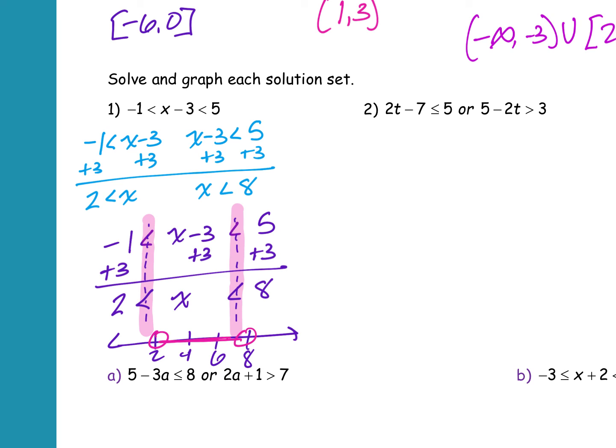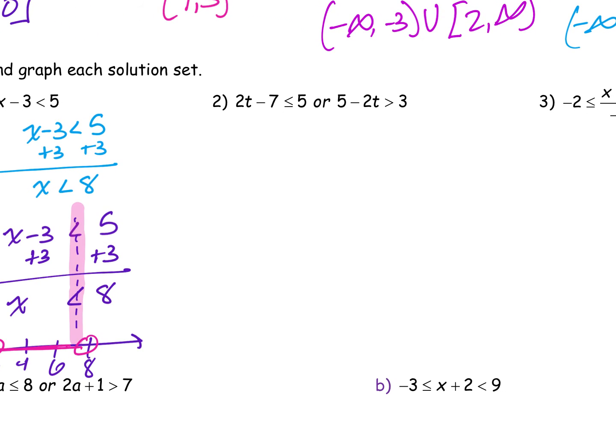So on an or statement, this is basically an and statement usually when it's got just the 2 written like that. Most of the time, not all the time, it's an and statement, okay? But if it's an or statement, you already have 2 different equations, so I just have to solve them each separately. So on the first one, what do I need to do? Add 7, yep. And I get 2t is less than or equal to 12. Divide by 2. T is less than or equal to 6.